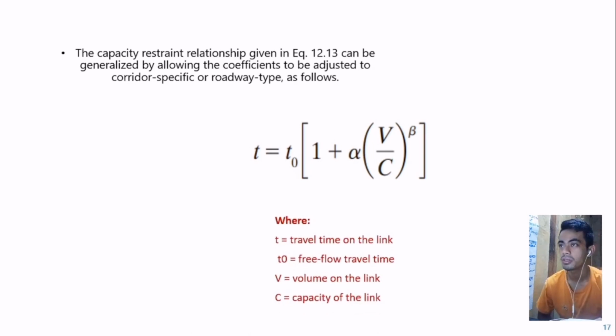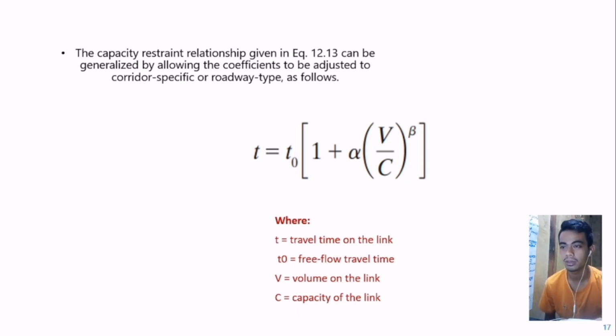So, the capacity restraint relationship given in equation 12.13 can be generalized by allowing the coefficient to be adjusted to corridor specific or roadway type as follows. So, we have T equals T sub 0 times the quantity 1 plus alpha times the quantity of V over C raised to the power of beta.